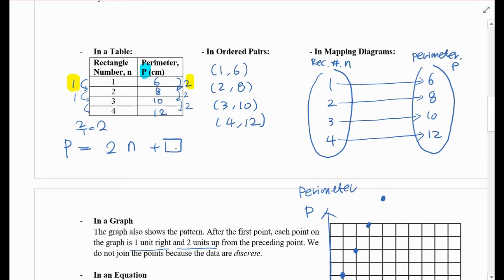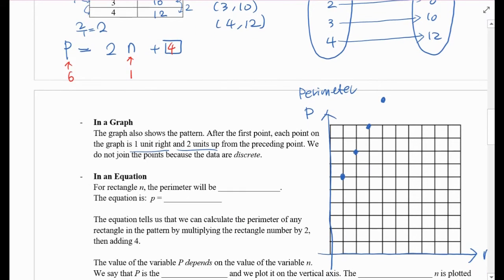And we have to add something to make this equation true. So if we plug 1 in here, we have to get 6. What number do we have to put in here? 4, right? So if you plug 1 into n, 2 times 1 plus 4 equals 6. So 2n plus 4. P equals 2n plus 4.